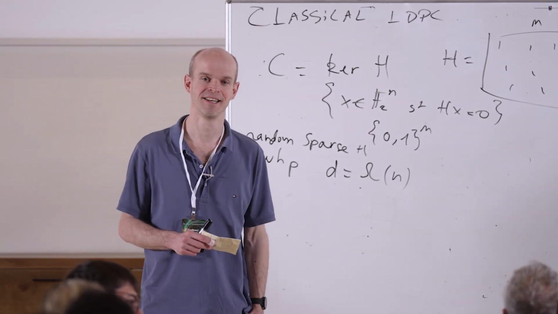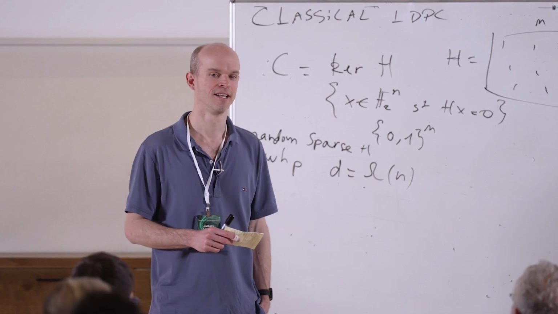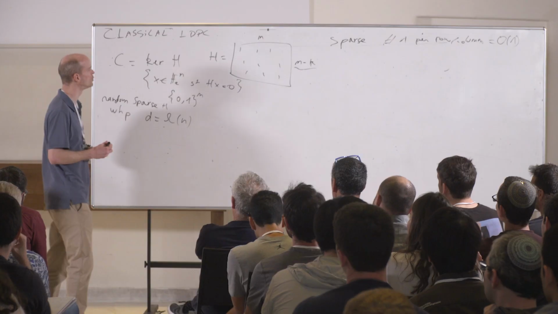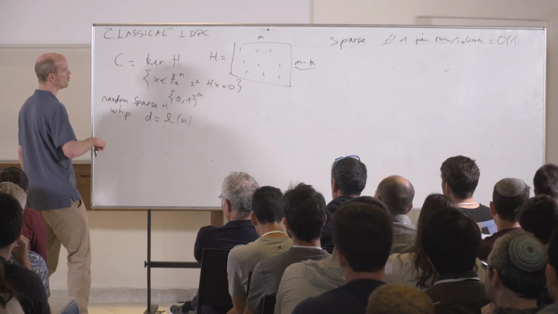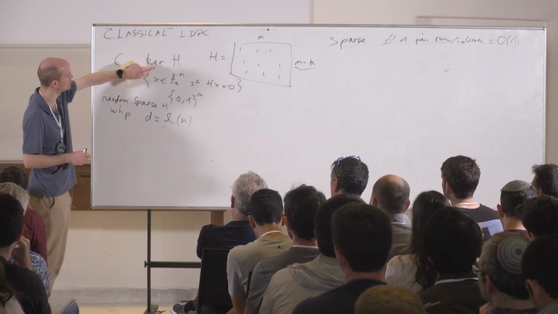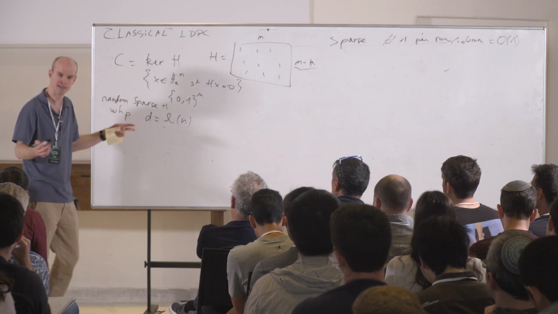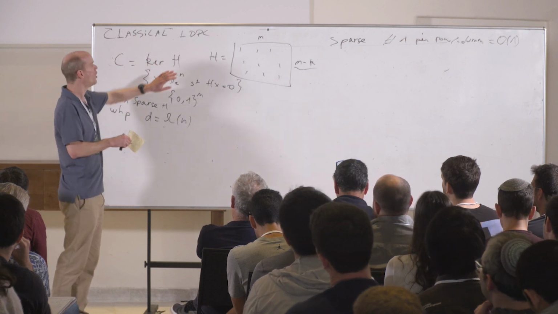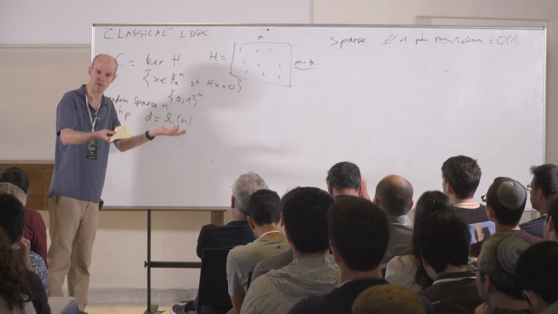How do you code the specific string of bits in this question? Okay, that's a good question. When you have a code, there are two ways to define a classical code. You can define it as the kernel of some matrix, because it's a linear subspace, or you can define it as the image of some matrix.